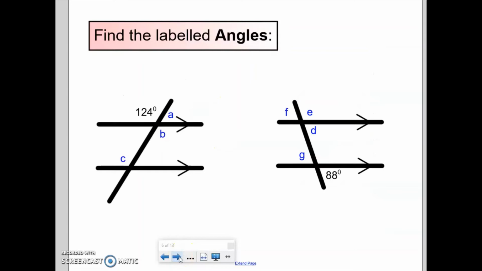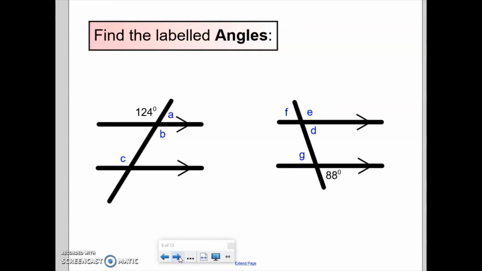Okay, so here's an example question. We should be able to find angles A, B, C, D, E, F, and G by applying some of the facts that we just talked about. Usually with these kinds of questions, there's more than one way to answer the question. So you might see a way of answering it, and I might answer it slightly differently.